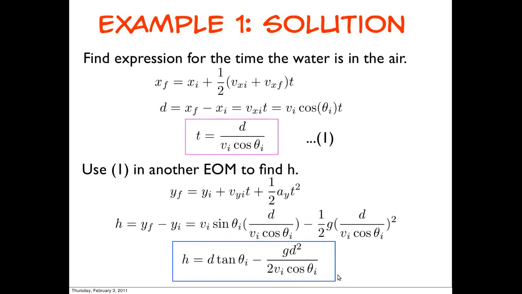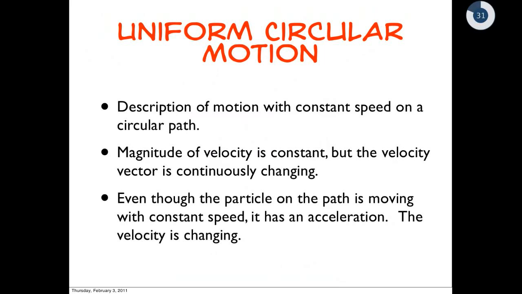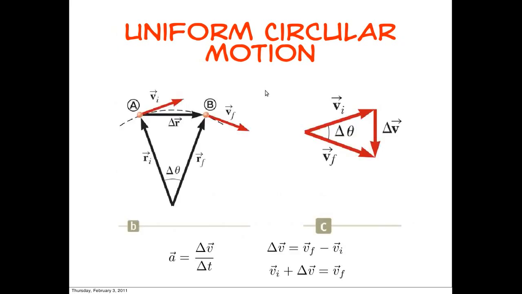We will conclude the lecture today by talking about circular motion. Uniform circular motion is the description of motion with constant speed on a circular path. The magnitude of the velocity is constant, but the velocity vector is continuously changing. Even though the particle on the path is moving with constant speed, it does have an acceleration. The velocity is changing. So how does the acceleration look?